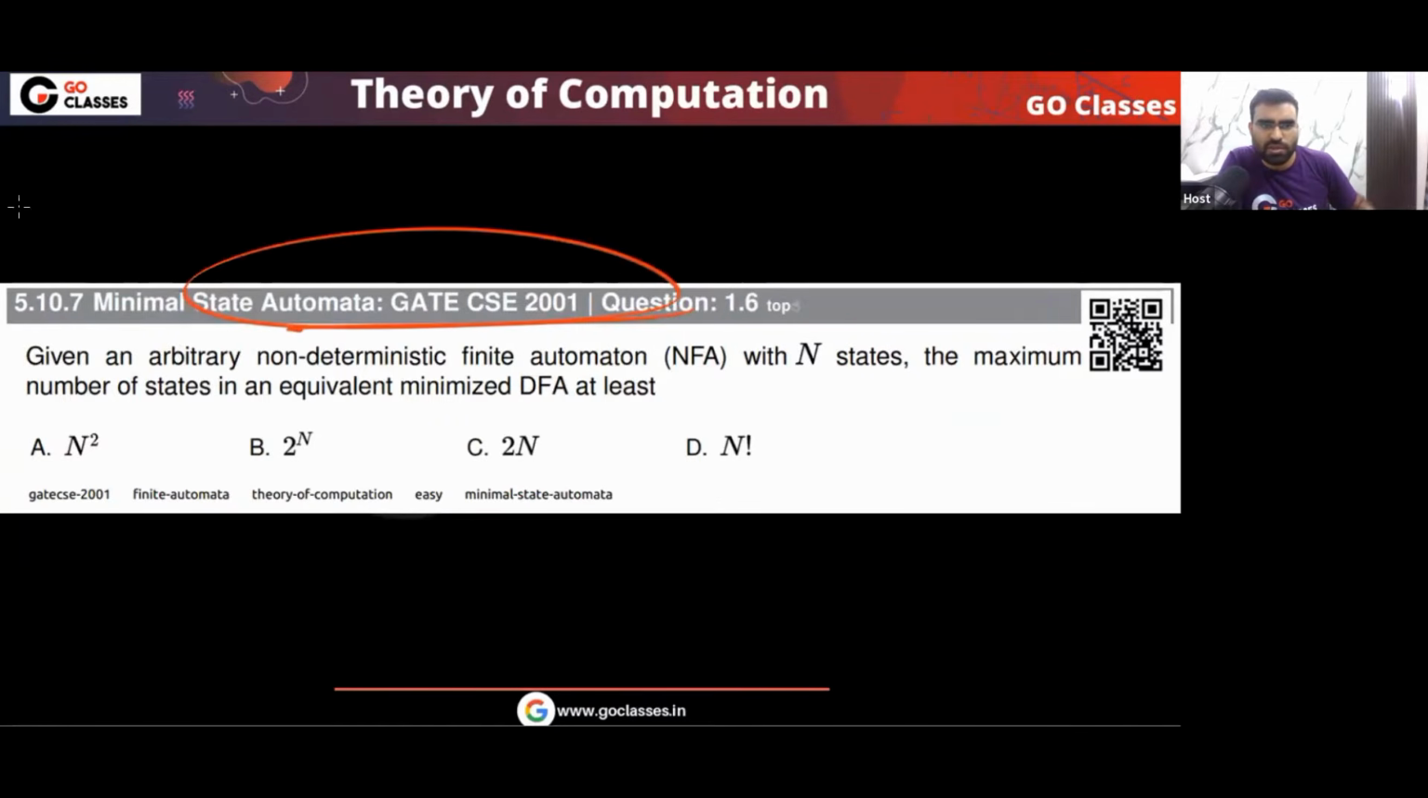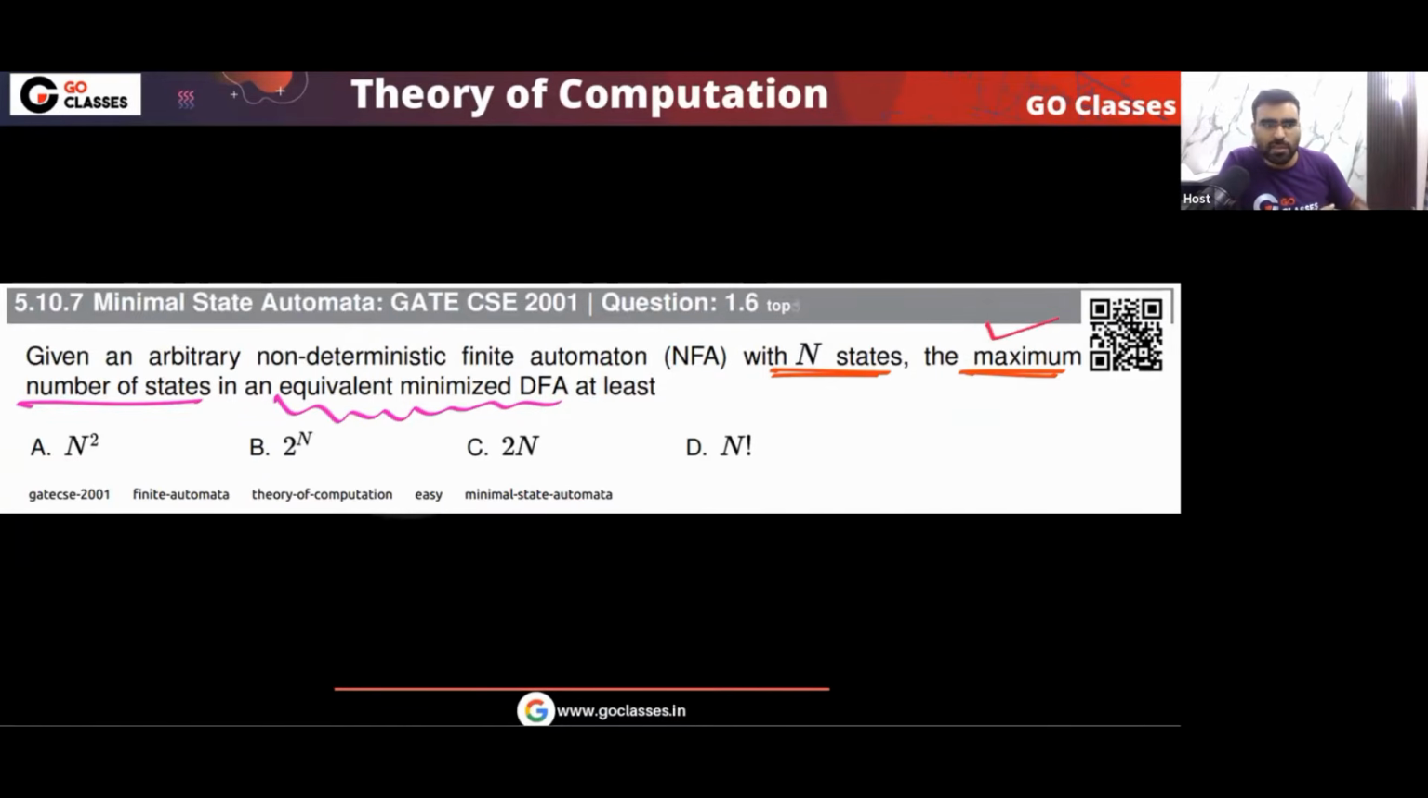This is GATE 2001 question. Given an arbitrary NFA with n states, what is the maximum number of states in the equivalent minimal DFA? The question is asking maximum how many states can be there in the equivalent minimal DFA. So you have an NFA with n states. I'm asking in the equivalent minimal DFA, maximum how many states can be there? Maximum 2 power n states can be there.